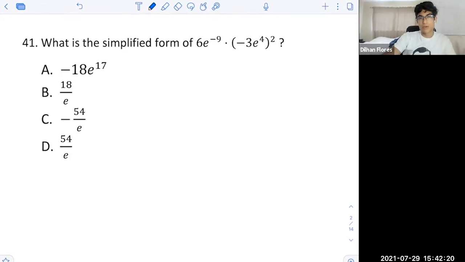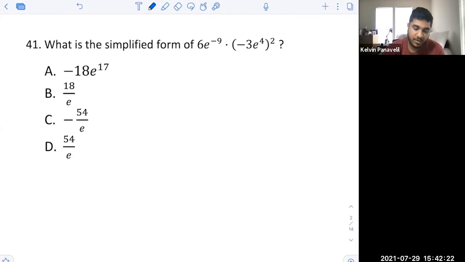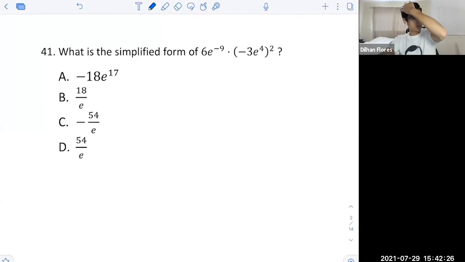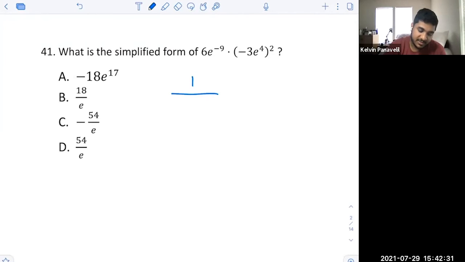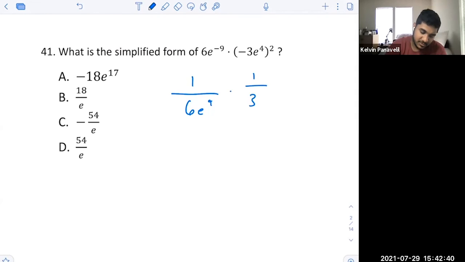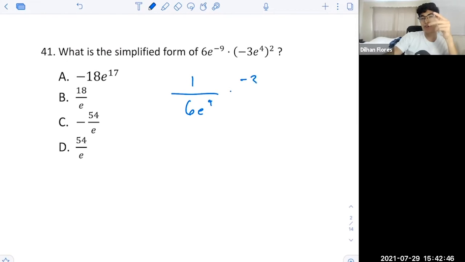I think this is just more power rules. Perfect, right? The main rule, whenever you have a negative exponent, just make sure you bring it down. So this would actually be 1 over 6e to the 9th, right? Times 1 over 3. Oh, my bad. Whenever you have a negative exponent, just put it on the other side of the fraction.